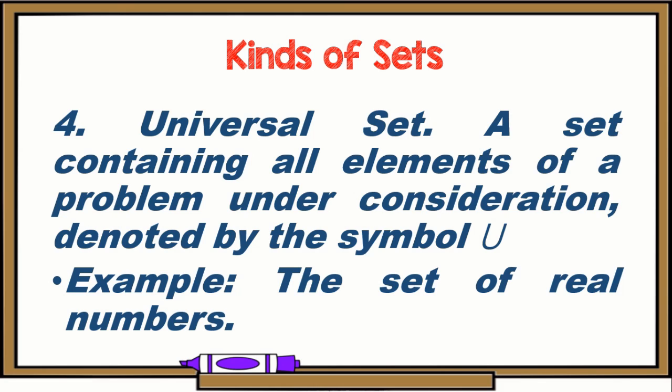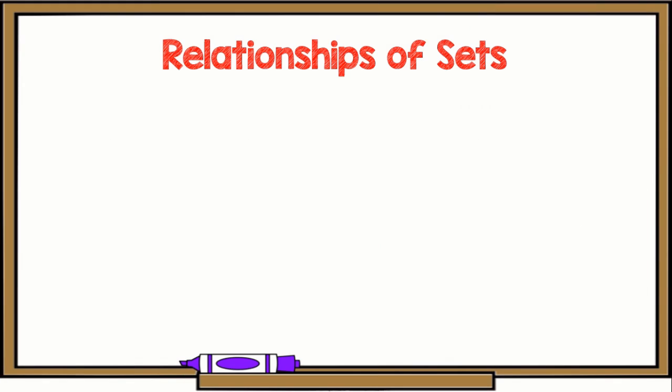So, for example, our universal set is the set of real numbers. So, it depends upon the context of your problem. Always remember that. If you didn't find any universal set in your problem, then you will assume that it is the set of real numbers. We will talk about it later. Now, let's go to relationships of sets.